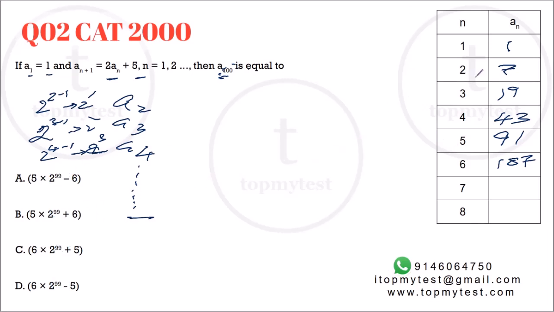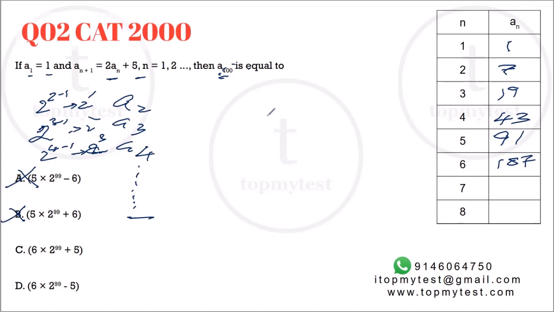If you look at it, they are all odd numbers. So the answer should be an odd number. 5 into an even number will be an even number. Even number minus 6 will be an even number, cannot be an odd number, so A is out. 5 into an even number plus even number will be an even number. We need odd numbers. These two will give odd numbers. 6 into even will be even. Even plus 5 will be odd. 6 into even minus 5 will be an odd. So it is one of these two.